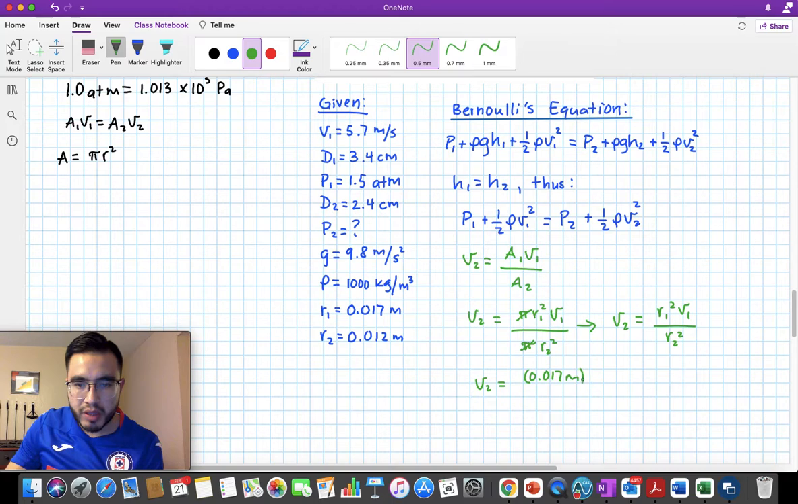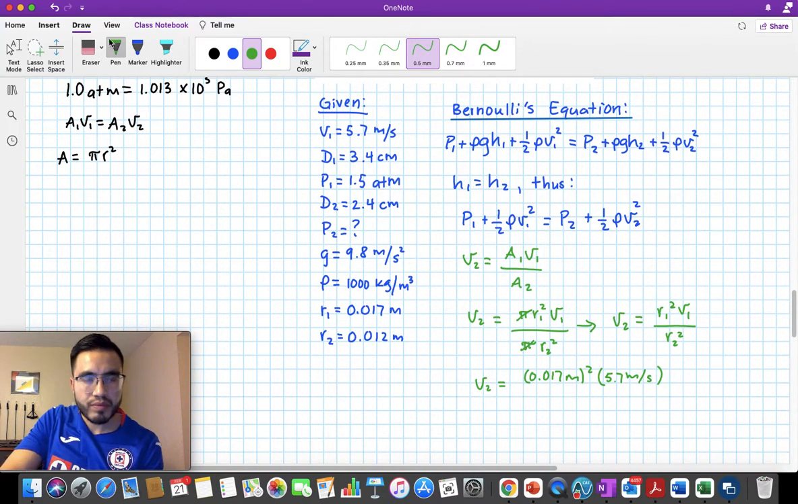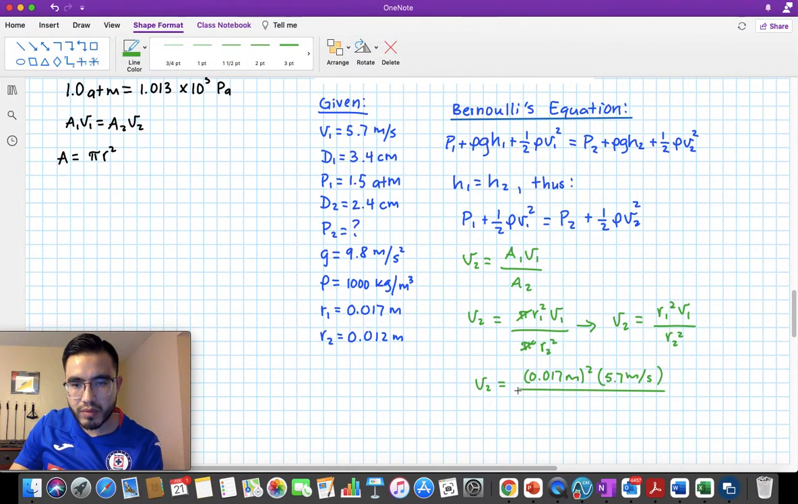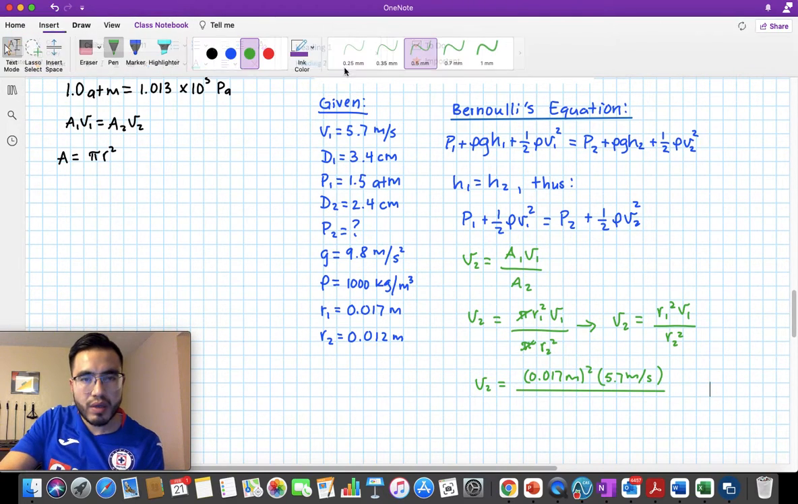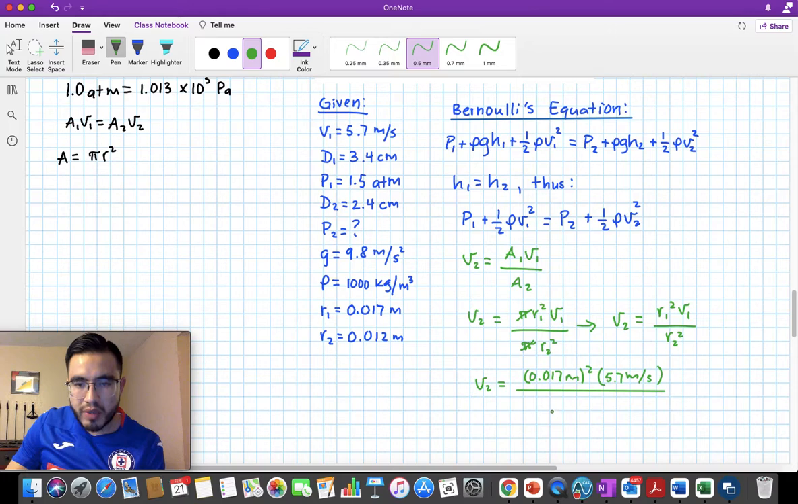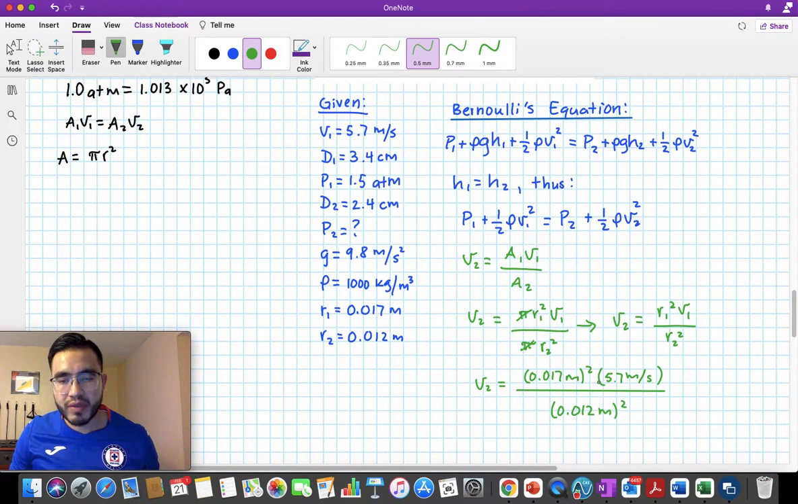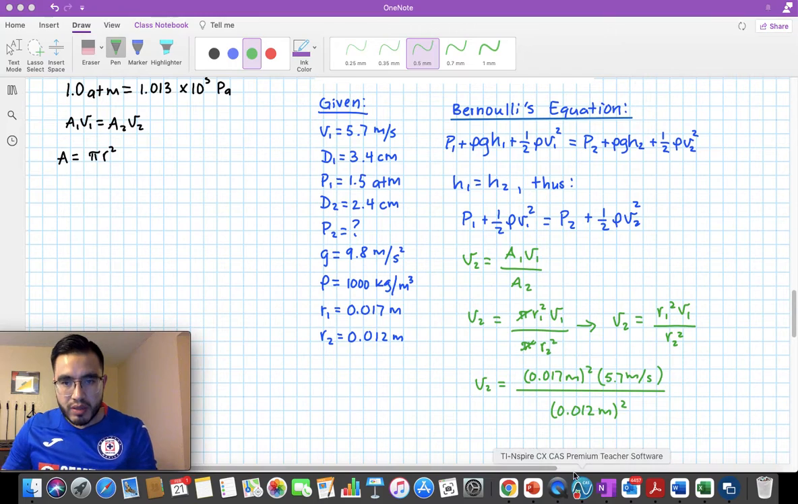Okay, so our velocity 2 can be found by multiplying 0.017 meters squared times velocity 1, which is 5.7 meters per second, and we're going to divide by 0.012 meters squared. If you want to argue with me that we didn't have to convert it to meters, this is just good practice. You remember the SI units for distance are meters. Okay? So let's check it out.